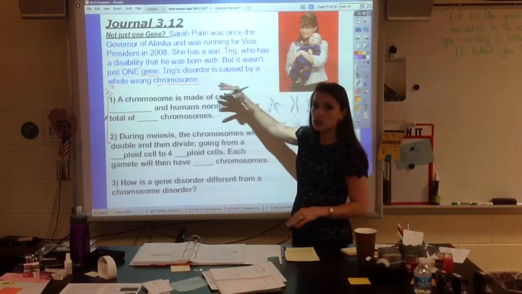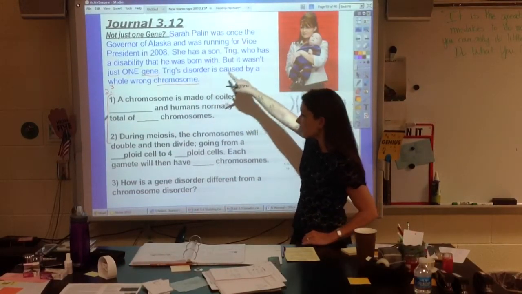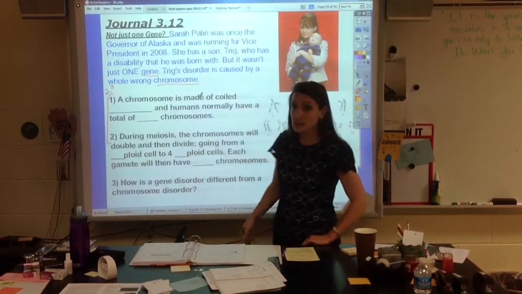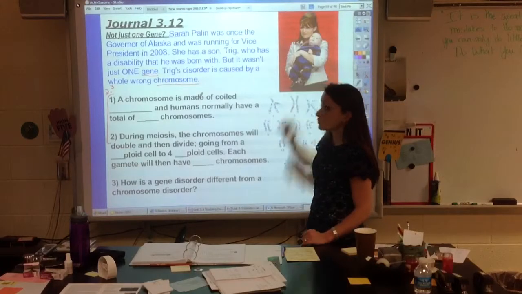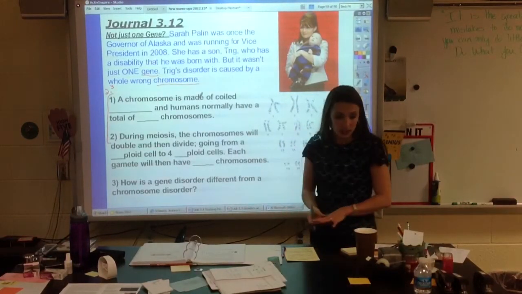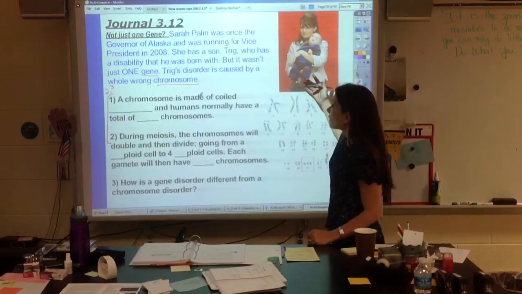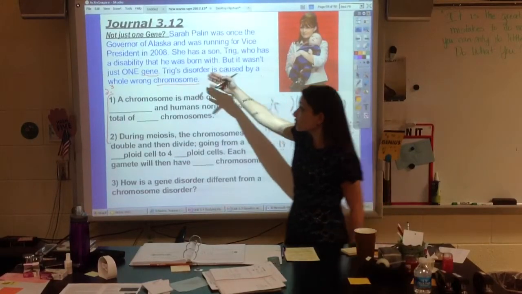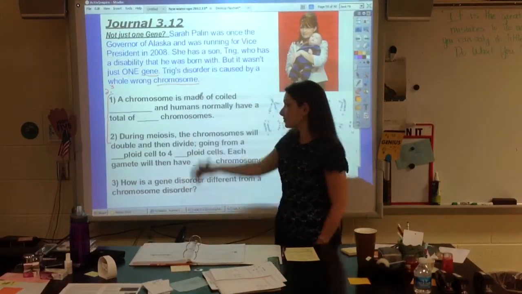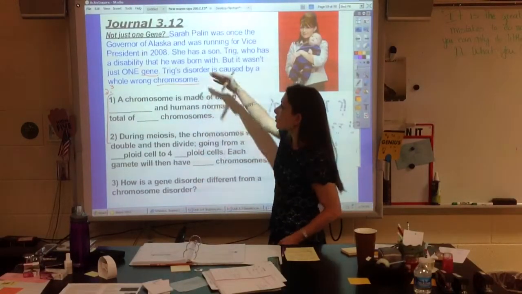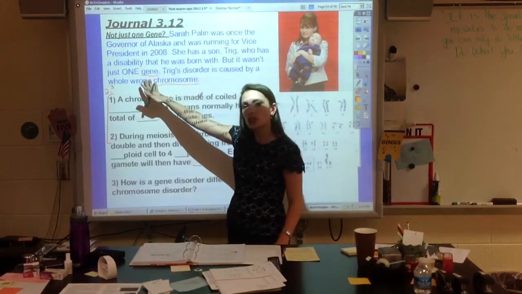But it turns out that you can also have a disease where there's something wrong with the whole chromosome. So a real-life example of this is Sarah Palin. She was once the governor of Alaska and ran for vice president in 2008. She did have a son whose name is Trig, and he was born with a disability. But his disability wasn't a gene, it was a whole chromosome. So what is a chromosome? If we stop to think about how are chromosome disorders different from gene disorders?